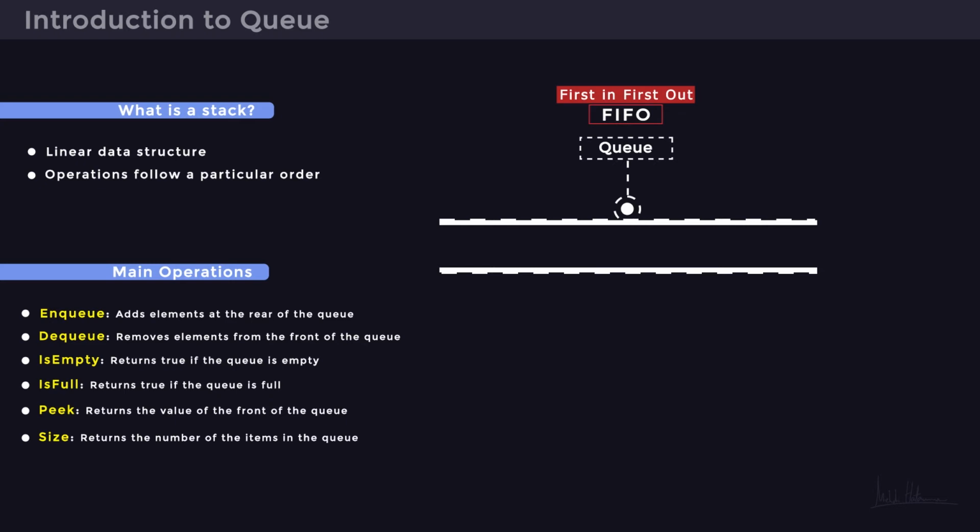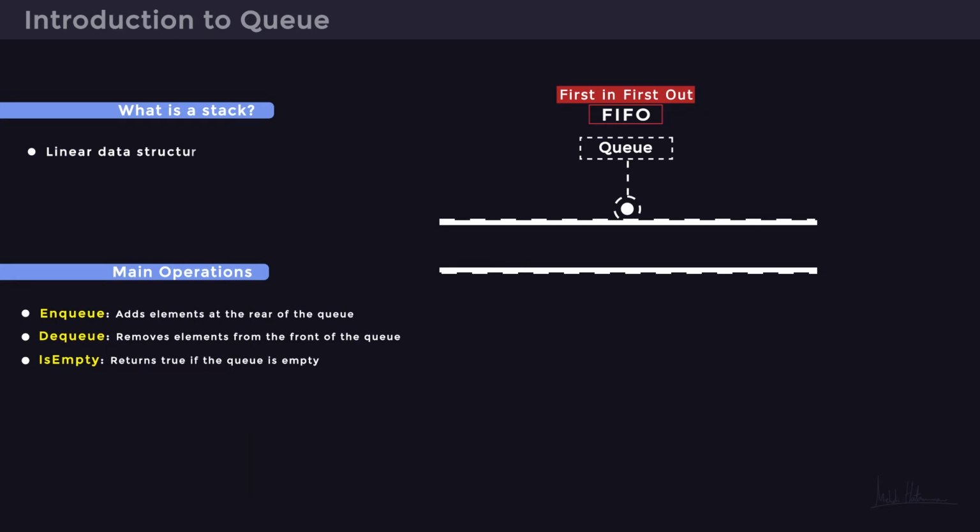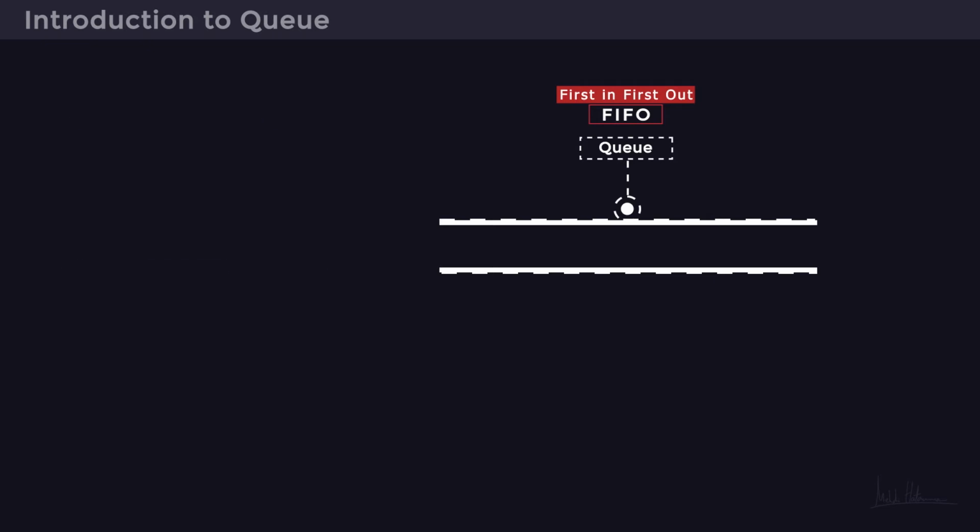Sometimes when the queue has reached its allocated capacity, adding elements is not possible. Peek returns the value of the front of the queue, and we can get that element. And finally, size returns the number of items within the queue. So let's have a closer look at our illustration.